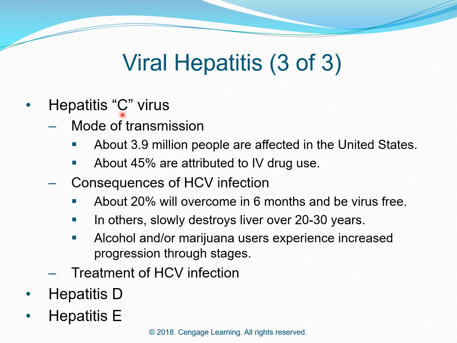Hepatitis C virus mode of transmission. About 3.9 million are affected in the United States, and about 45% are attributed to IV drug use. Consequences of HCV infection: about 20% will overcome it within 6 months and be virus-free, while in others it slowly destroys the liver over 20 to 30 years. Alcohol and marijuana users experience increased progression through the stages.